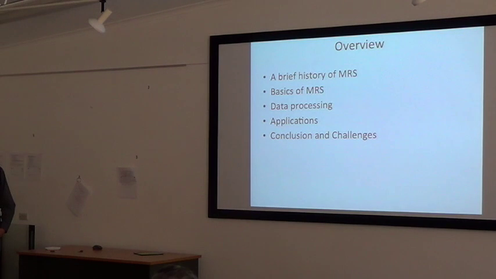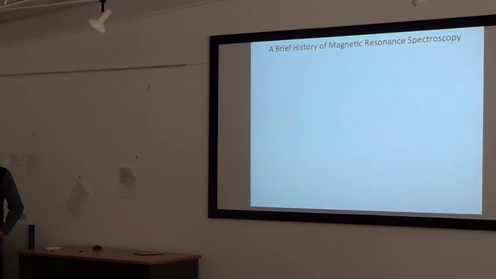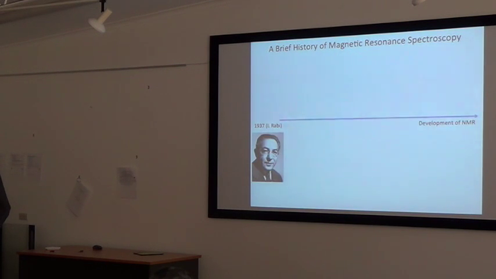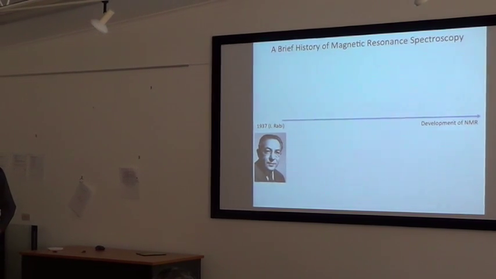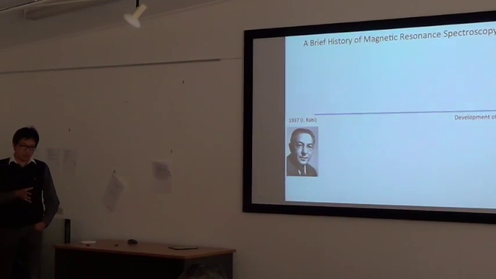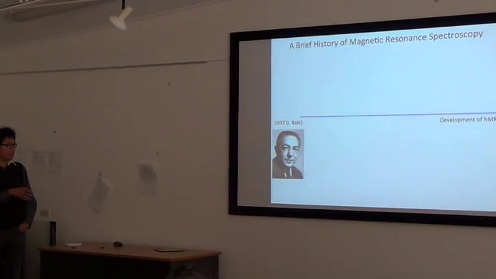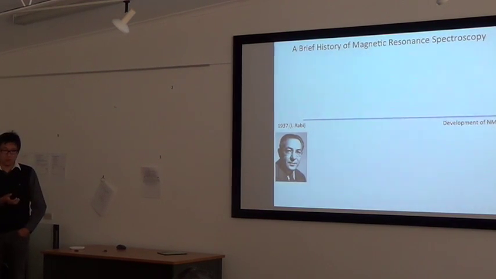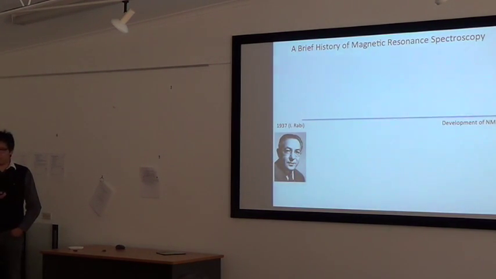So I'm going to start with a brief history of spectroscopies and then some basics, then followed by how to process the data and application, etc., and wrap up. So it's a brief history about this magnetic resonance spectroscopy, MRS. MRS is one of the families of all the other MR technologies, which is originally from the NMR concepts, which is the first. The start was when Professor Rabi first observed the magnetic resonance phenomenon.